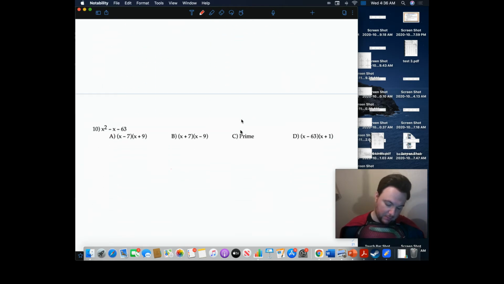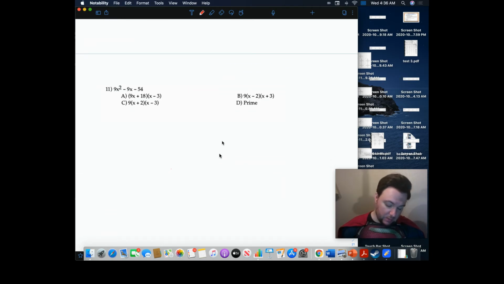Next one, 63. Okay, so here's interesting because, again, if I want to be lazy, I know it has to be 9 and 7 or 63 and 1. So the problem here is that 9 minus 7 is 2, 63 minus 1 is 62. There's no way I can get to 1 with either of these. And so when this is the case, the answer is prime. Make sure you note this because you're going to have at least one of these that is prime.